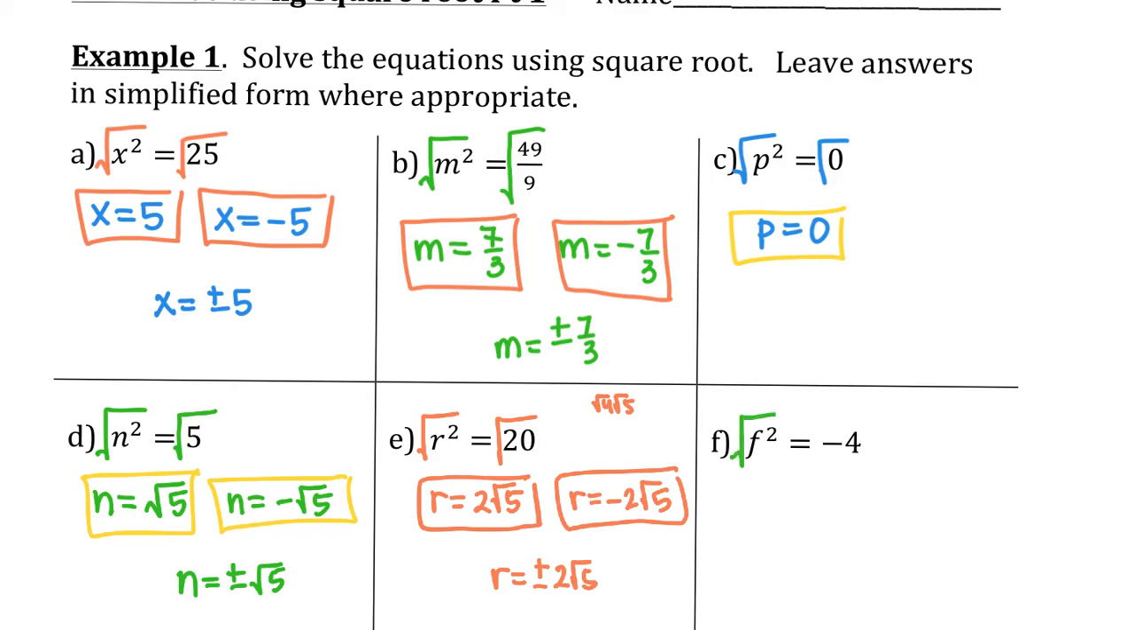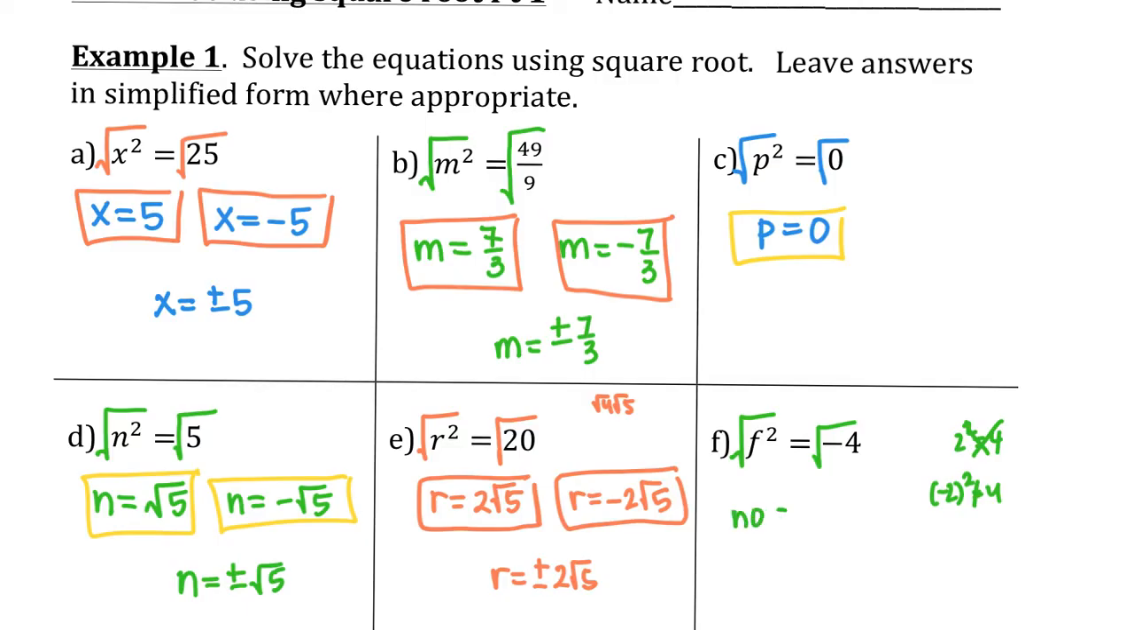Let's square root it. Okay, now if I square root -4, is it 2? Well, if I do 2 to the second power, I get positive 4. So that's not the answer. Now if I do -2 to the second power, -2 times negative 2 is also positive 4. There is no possible way to get -4 by squaring something. So this one has no solution.